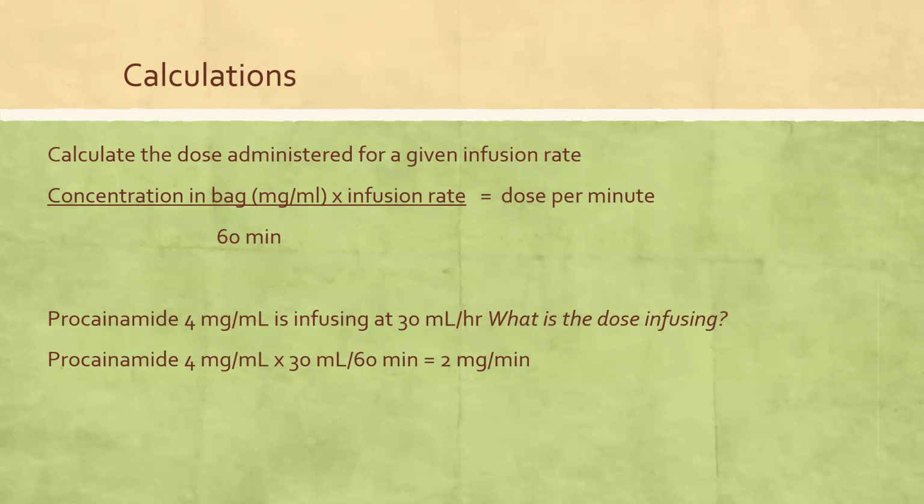So I'm going to remind you, I come in to get report and somebody says, okay, you've got your procainamide running at 30 mils an hour. I want to know, I must know, what is the dose that is infusing. I've already figured out the concentration in the bag in milligrams per mil, and we've come up with 4 milligrams per mil. I'm going to times that by the infusion rate, and they told me it's 30 mils per hour. And I'm going to divide that by 60 minutes per hour. And that gives me 2 milligrams per minute.